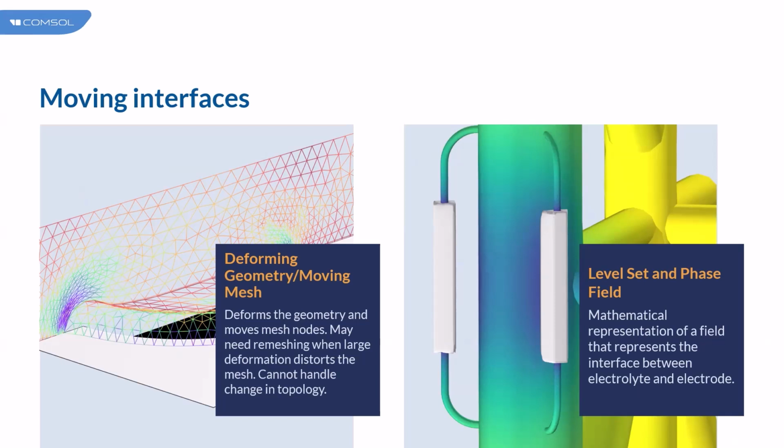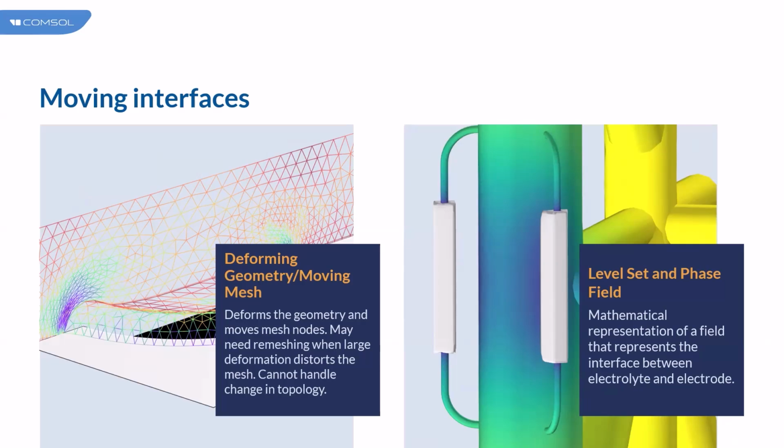But with the level set and phase field methods, which are mathematical representations of a field that represents the interface between the electrolyte and electrode, it is possible to have the anode, for example, completely disappearing, because it's just a mathematical field and it doesn't need to have your mesh deforming.